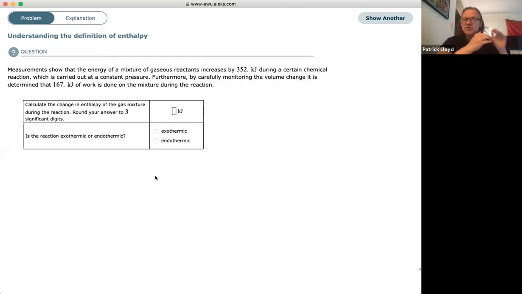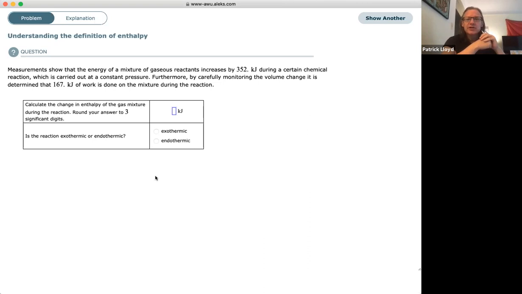And then is the reaction endo or exothermic? So pay attention to what they're telling us here. It's very similar to the gas cylinder problem we did last week. They're telling us the energy increases. So increases is a positive change. 352 is the amount. Kilojoules is the units, not joules, but kilojoules. So what are they talking about when they say energy? They mean internal energy. So that's your delta E. So they're telling you delta E is 352 kilojoules positive.